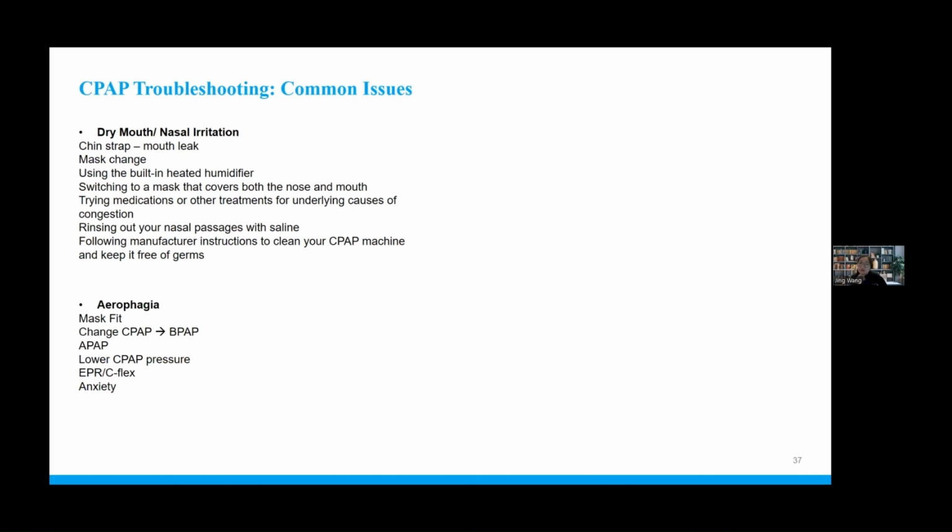Some patients may complain of aerophagia, which is the sensation that the pressure is too high and they're swallowing air. Again, number one, make sure the mask fit is appropriate. You can, in select cases, consider changing the mode from CPAP to bilevel, or adjusting the settings, trying auto, trying to lower the CPAP pressure, really trying to address patient anxiety and making sure they're comfortable when using the CPAP. And then a question mark on the EPR or C-Flex, which is the expiratory pressure relief, where essentially the pressure drops a little bit on CPAP when the machine senses that the patient is exhaling.